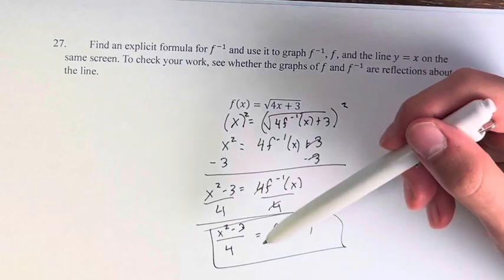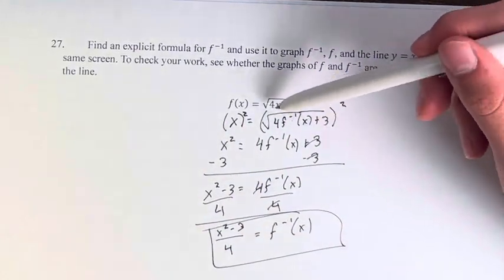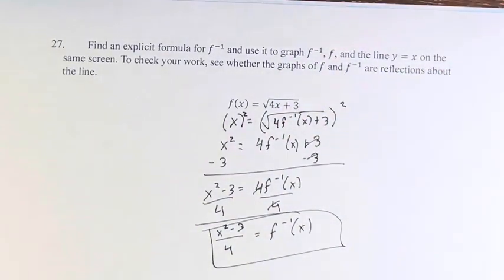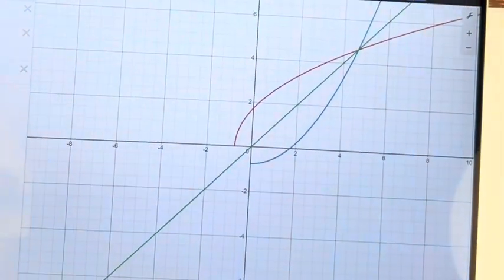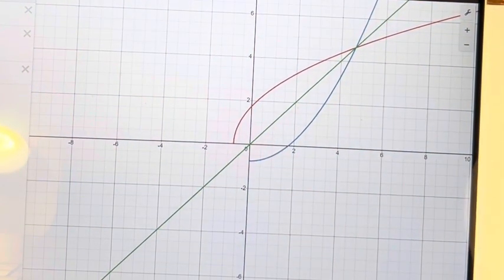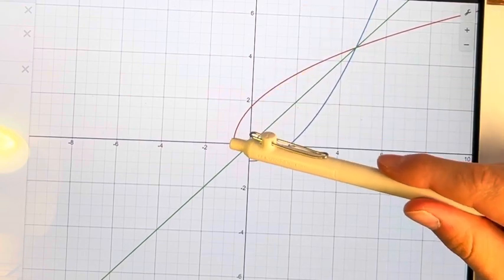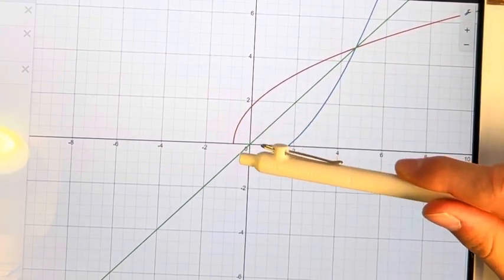Now we have to graph this equation and y equals x on the same screen. And I've done that here in Desmos. So we can see that they are reflections about the line. So this is our original function, and this is the inverse.